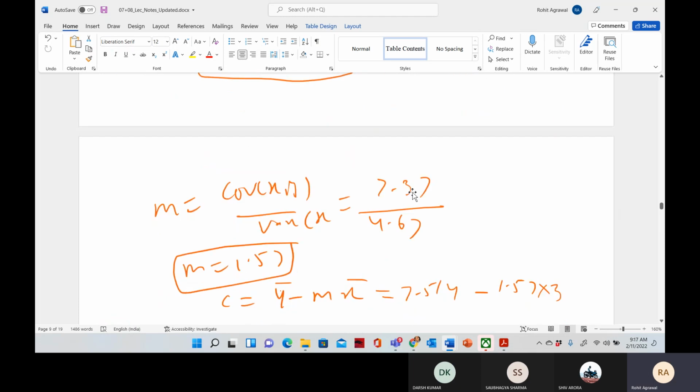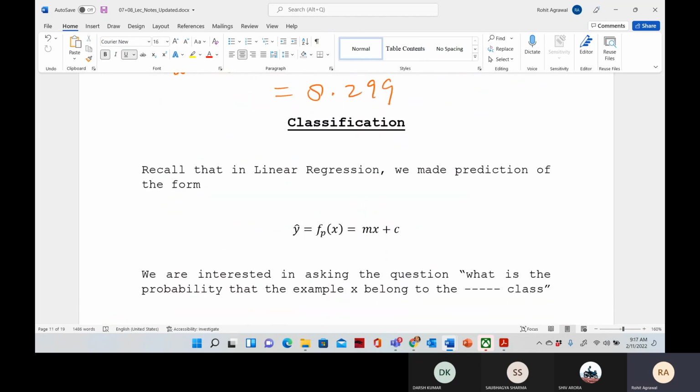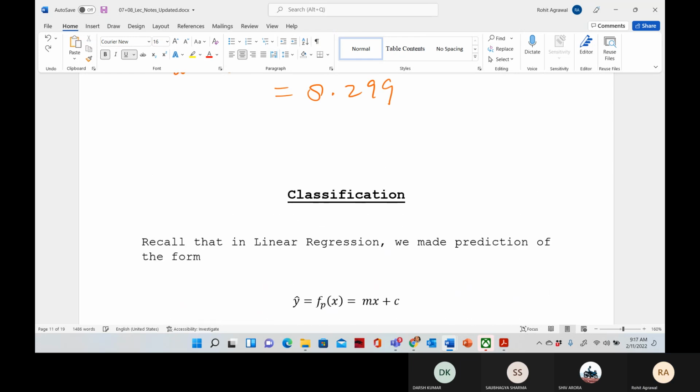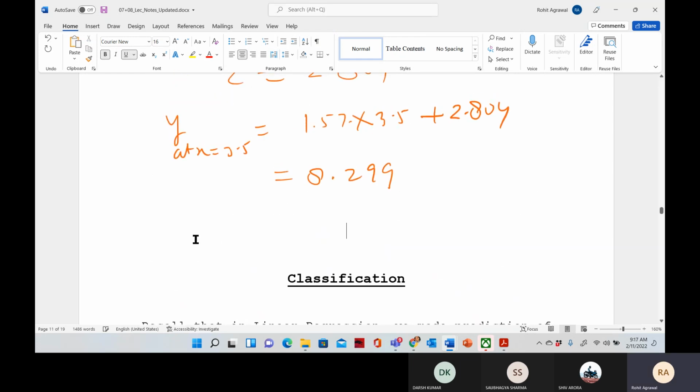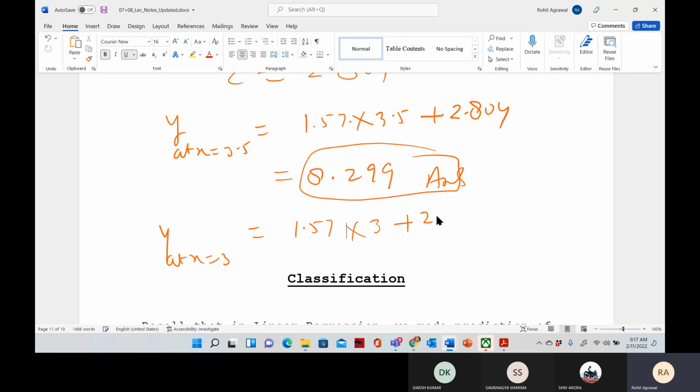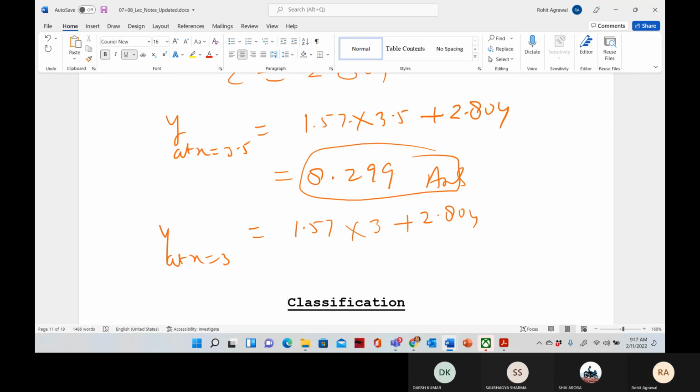एक चीज और कर सकते हैं. कैन वी ट्राई टू फाइंड. Okay, so now we can try to find this y at x equals to 3. This will be our answer. ठीक है, ये हमारा आंसर है. 1.57 into 3 plus 2.804. कितना आएगा ये? How much? Sir, 7.51. Yes, yes, yes.